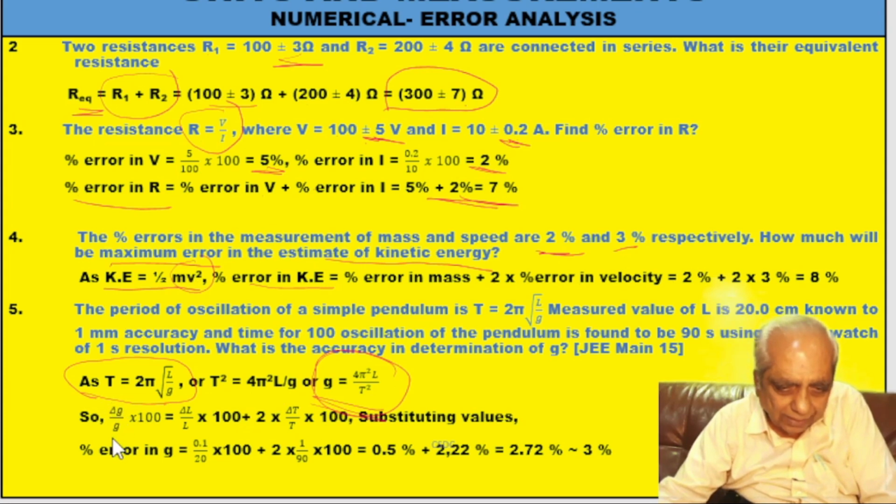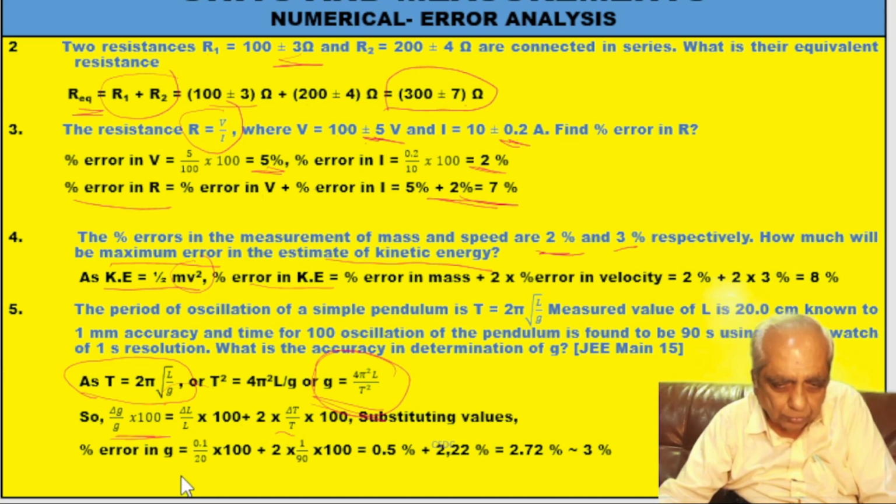Now delta G upon G into 100, meaning percentage error in G, would be: 4 pi square will play no role. L, so delta L upon L into 100, plus, this is T square. Even if there is a division, we have to add. So plus 2 into delta T upon T into 100. So delta T upon T into 100 is giving me a percentage error in time. So I have to multiply by 2 because of the square.